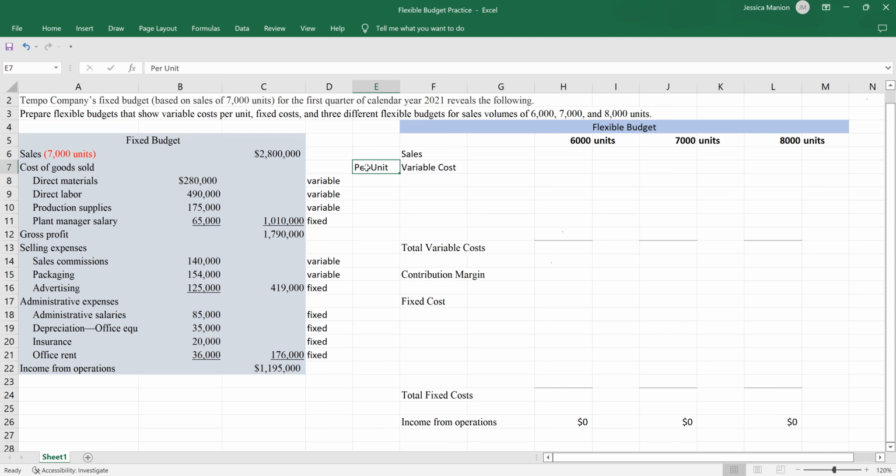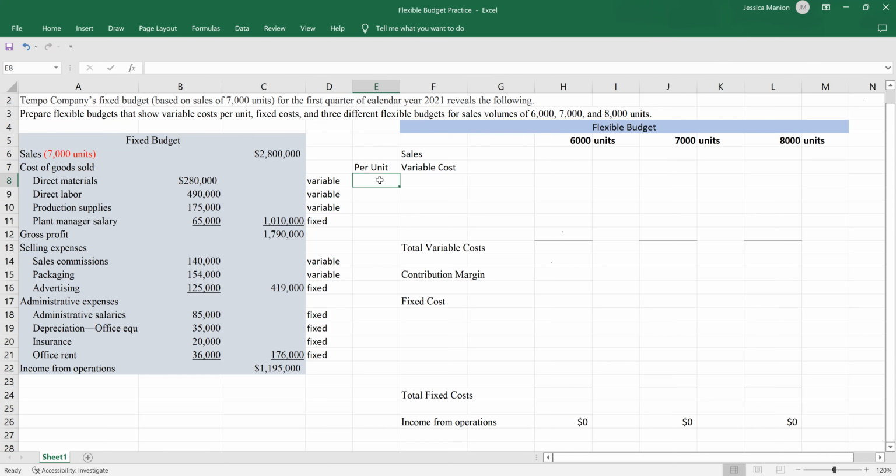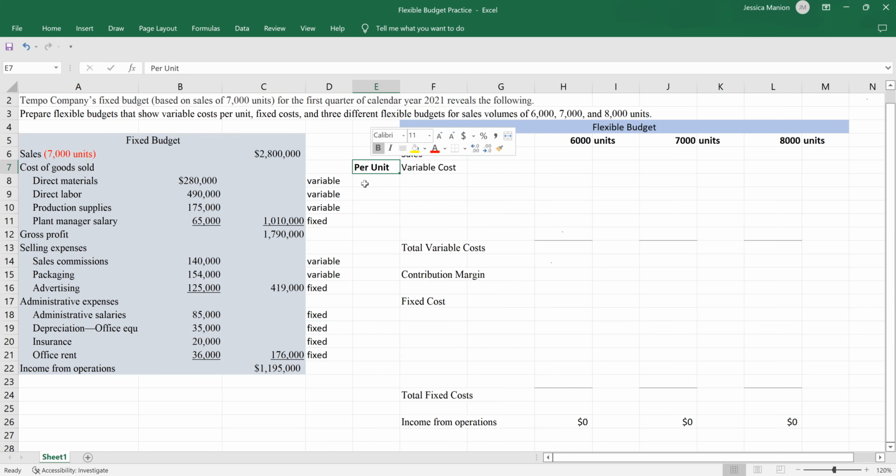If we want to break it down per unit, we can say equals 280,000 divided by 7,000 units. Because again, our direct material cost is 280,000, and that's for 7,000 units. So we want to make it per unit. We take our 280,000 divided by 7,000 units. That tells us our direct materials are $40 per unit.